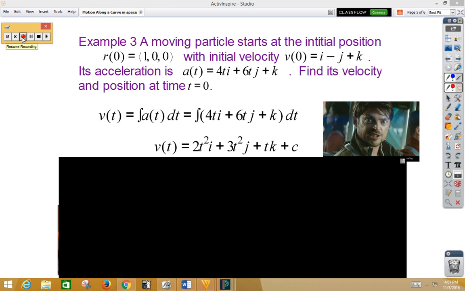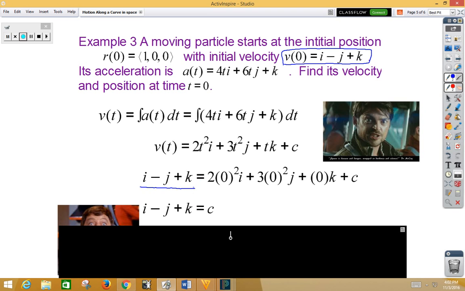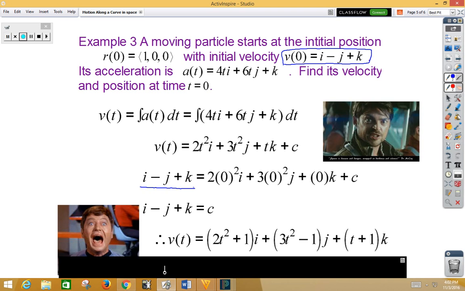If we integrate just 1k, we get tk plus c. Now, we can go ahead and solve for c because they gave us some information. They gave us that v of 0 is i minus j plus k, so we can go ahead and solve for c. So notice we plug in our i minus j plus k, and then on the other side, every time we see a t, we plug in a 0. Solving for c, we get i minus j plus k equals c. So our velocity function is 2t squared plus 1 i plus 3t squared minus 1 j plus t plus 1 k.